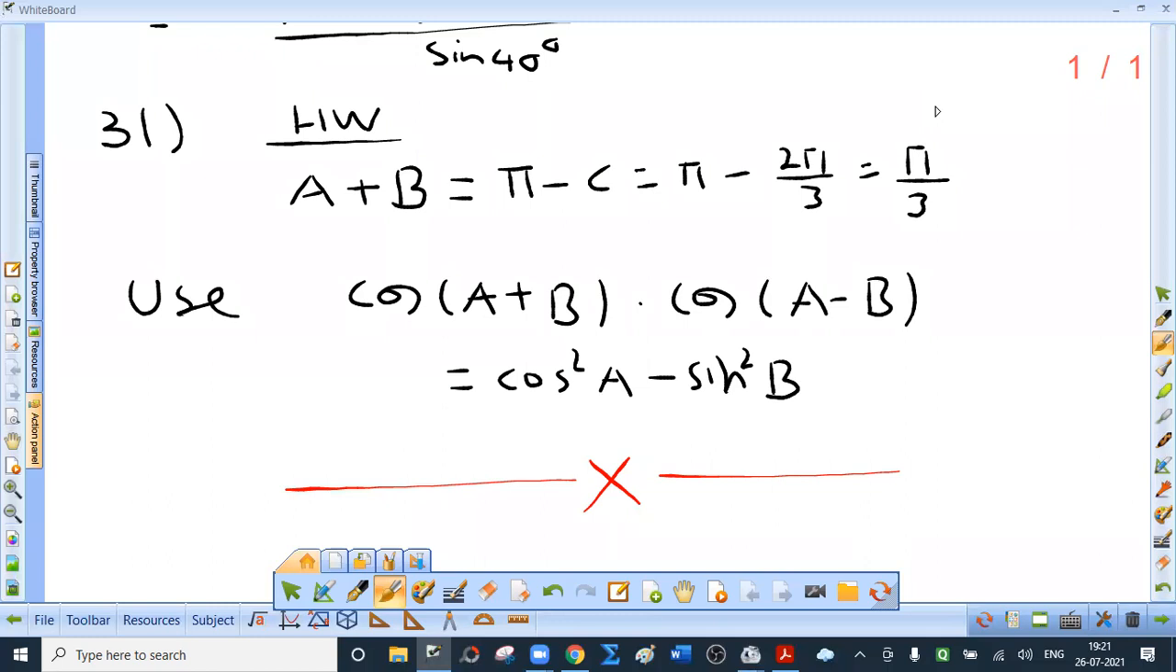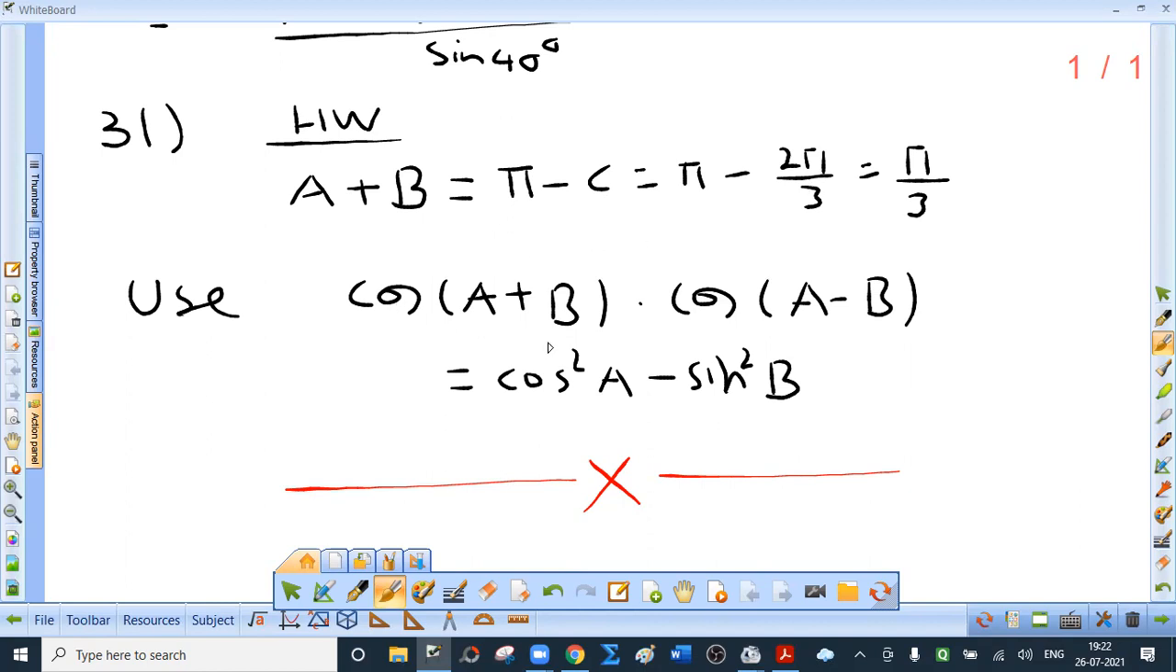31st, actually this is for homework in the sense you should try the solution. Anyway, I'm going to upload the solution. What is the sum? In triangle ABC, angle C is 2 pi upon 3. Then prove that cos square A plus cos square B minus cos A cos B is 3 by 4. See, A plus B plus C is pi because these are angles of a triangle. So what is A plus B? Pi minus C. But C is 2 pi by 3. So A plus B is pi by 3.